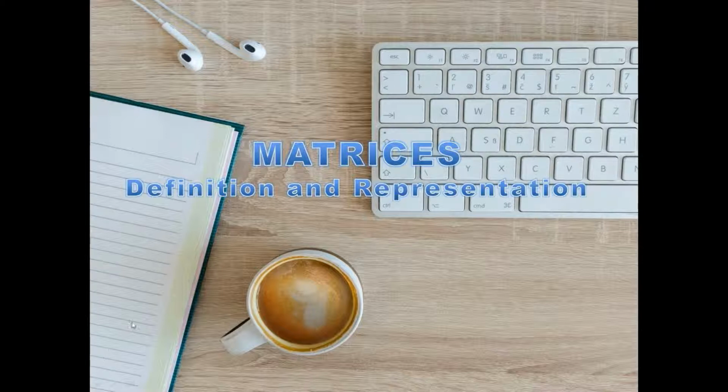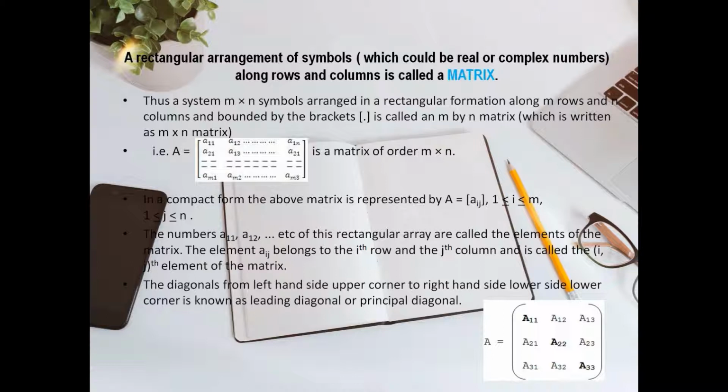So first of all, as I said, starting from the very basic, its definition and representation of the matrices. The definition of a matrix is a rectangular arrangement of symbols, which can be real or complex numbers, along rows and columns. I hope you know what complex numbers are. Actually, a complex number is a combination of a real part and an imaginary part, which can be added or subtracted. Okay, it's a completely different topic.